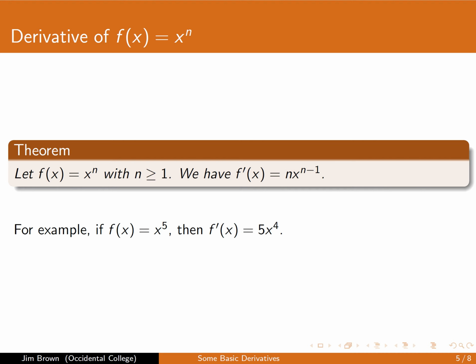So for example here, if I have f of x equals x to the 5th, then the derivative of this is just 5x to the 4th. You brought that 5 out front and then subtracted 1 from the 5.